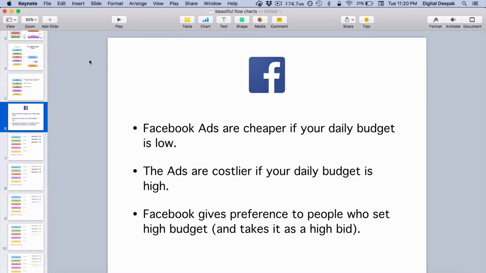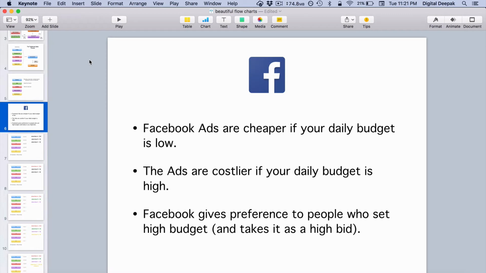So the three main points which are the backbone of this video is that Facebook ads are cheaper if your daily budget is low. The ads are costlier if your daily budget is high. You might have found this yourself if you have been advertising on Facebook, and this is something that many advertisers agree on. And what I think is that Facebook gives preference to people who set a high budget and basically considers it as a high bid.